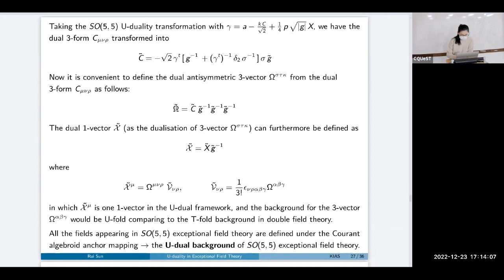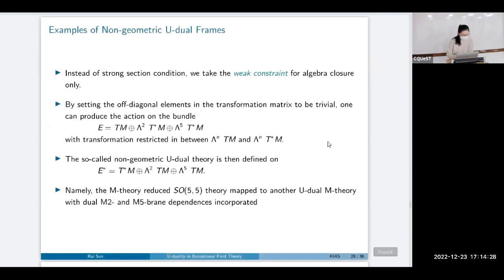So again, this three vector can be defined in the U-dual transformation, and in the end we arrive in a U-dual background of this SO(5,5). We call this constraint in double field theory, often called the weak constraint, to get the algebra to close. We take this one and summarize it like the bundle, this one mapped to this one, with this M2, M5 dependence included.